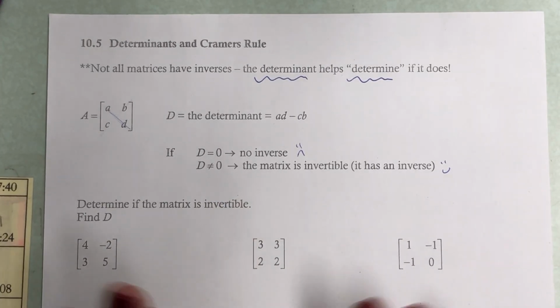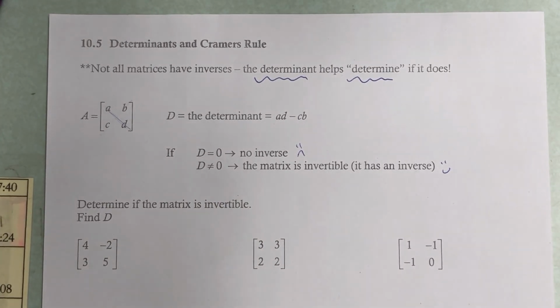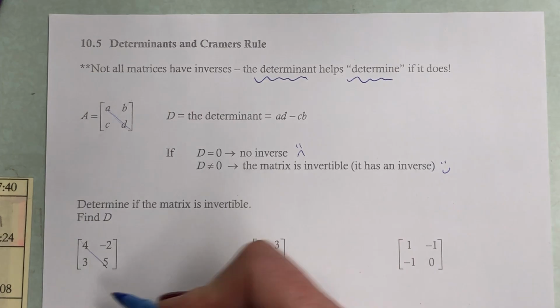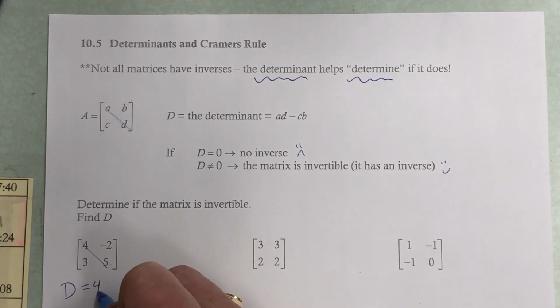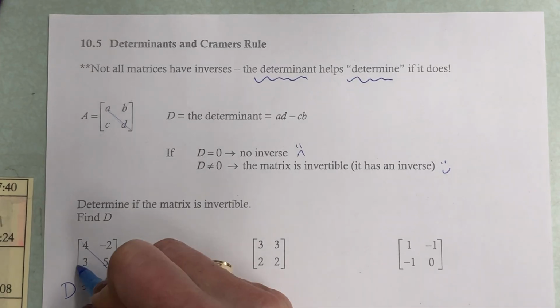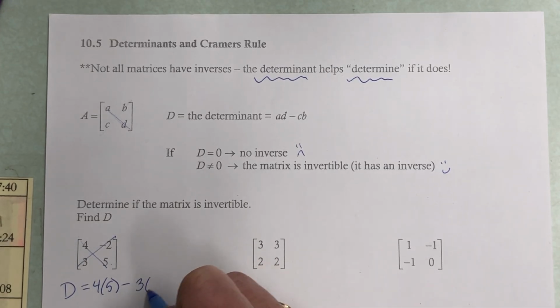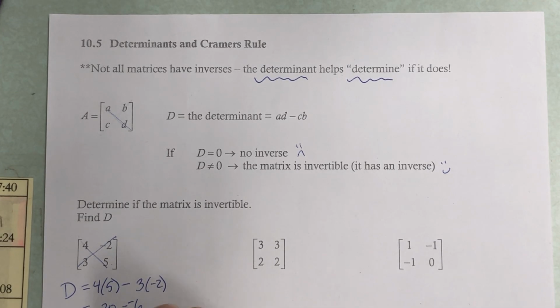So what we're going to do is take a look at these example problems, and we're going to find the determinant and then determine if it does have an inverse. So what I'm going to do is cross multiply. So first thing, determinant is equal to 4 times 5 minus, and then go the other direction, 3 times negative 2. All right, so that's going to be 20 minus negative 6, which is plus 6. So my determinant is equal to 26.